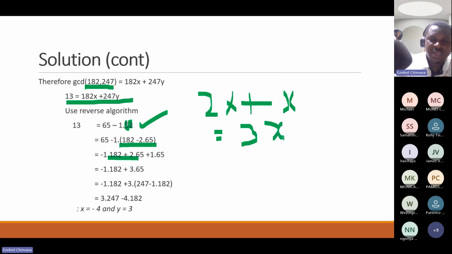Right? I'm sure you agree here from the laws of algebra. It's as good as saying 2x plus x. So you are going to get what? 3x. That's why I've got 3.65 here. If you look at that, we are not messing around with these coefficients, right? We are still maintaining those coefficients. So we have got minus 1.182 plus 3.65.